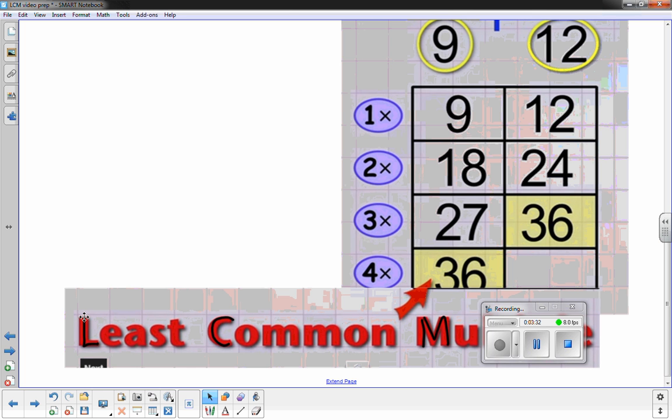So our goal was to try to understand least common multiple. This is going to help us a lot with fractions when we move into that. I hope you have a good understanding.